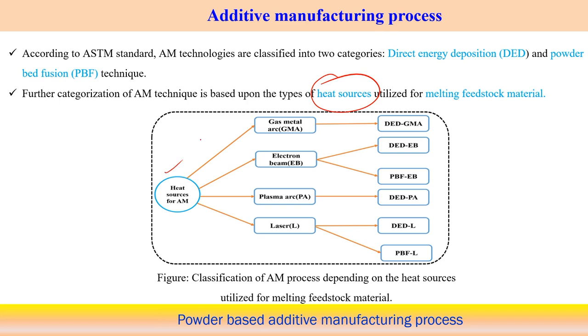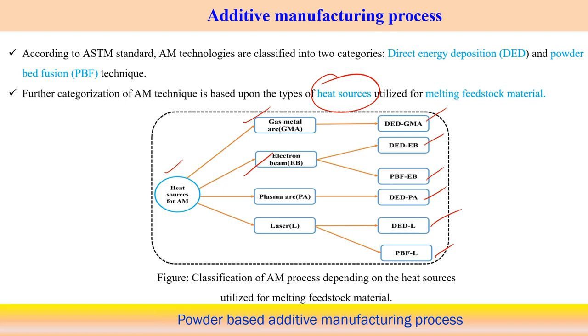The heat source for additive manufacturing can be a gas metal arc, so we can utilize the arc. Based on that, we can develop DED-GMA, the directed energy deposition based gas metal arc welding additive manufacturing process. We can also utilize an electron beam to melt the substrate material. Based on that, both powder bed fusion and directed energy deposition techniques can be developed using the electron beam source. Then we can use a plasma arc; usually the directed energy deposition process has been developed with it. We can use a laser also. With the laser, both directed energy deposition as well as powder bed fusion technologies have been developed, using laser as a heat source.